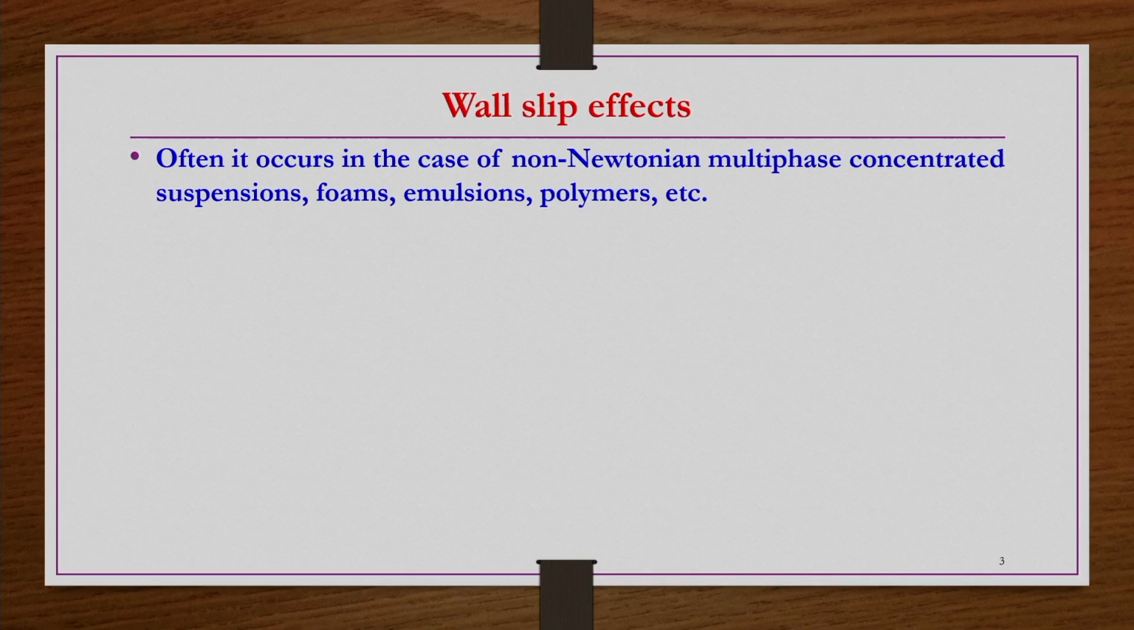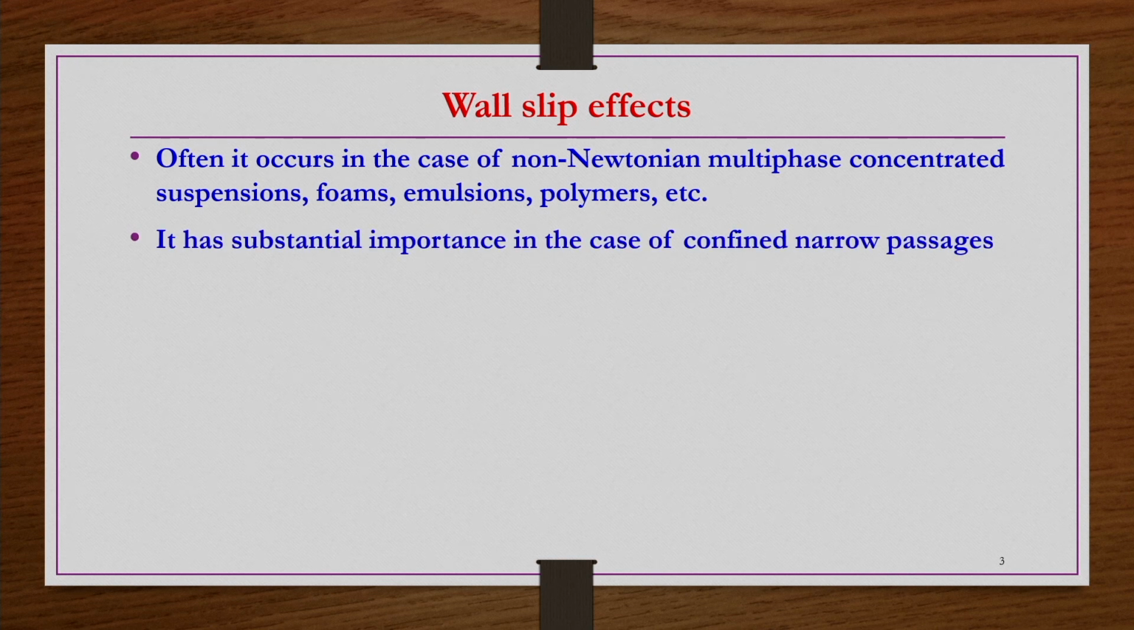Wall slip effects are very much essential, especially in the case of multiphase non-Newtonian concentrated suspensions, foams, emulsions, polymers, etc. It has been found that in the case of confined narrow passages, the role of wall slip becomes more important. That means diameter is playing a role. If you are in the context of a capillary, the confinement increases or decreases as the diameter decreases or increases accordingly.